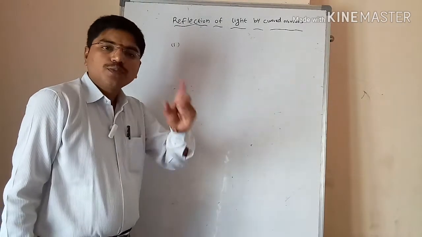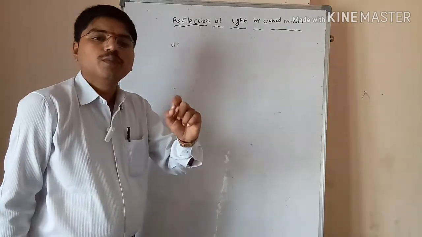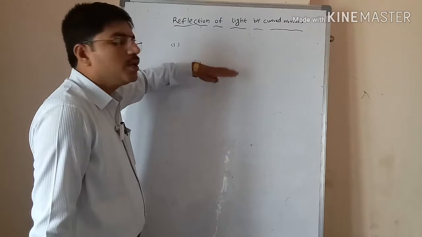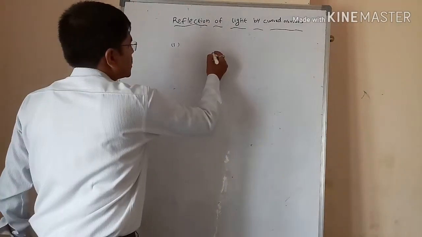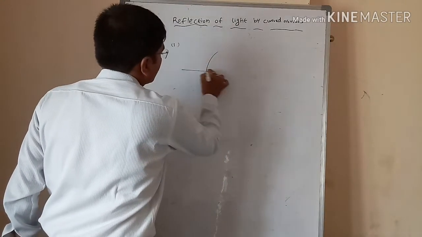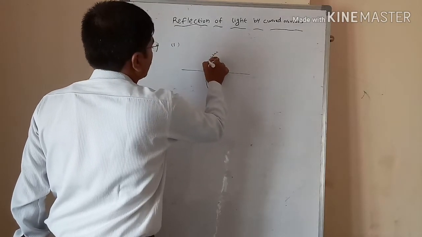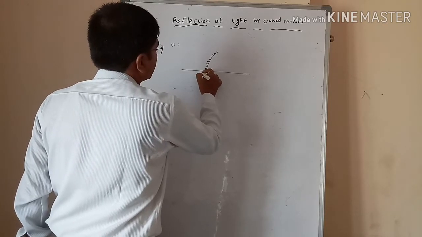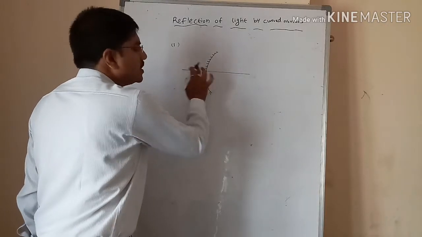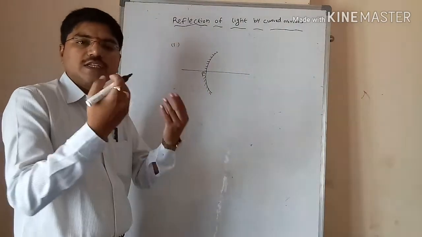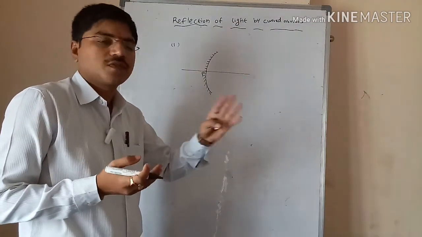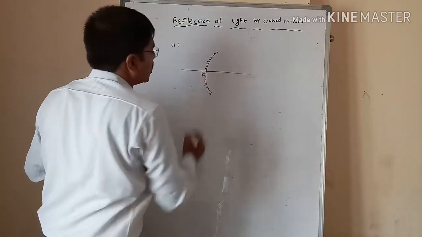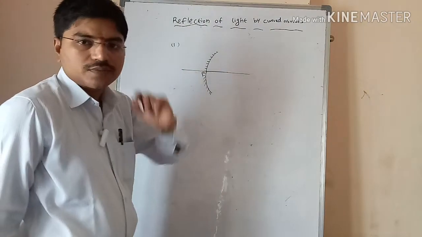The first condition: all the distances should be calculated from the pole. For example, you just see that this is a concave surface. Once you observe a concave mirror, every time you can see that P is the pole. All the distances, whatever the object distance, image distance, the focal length, the radius of curvature, everything, all distances are measured from the pole only. That's the first rule.